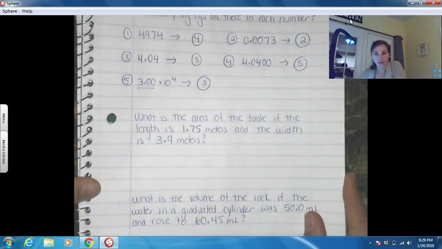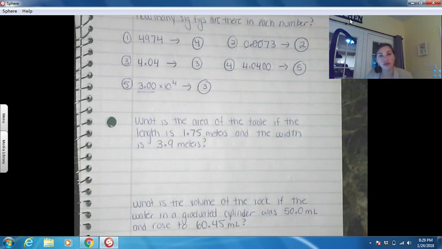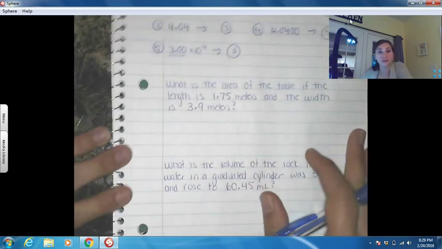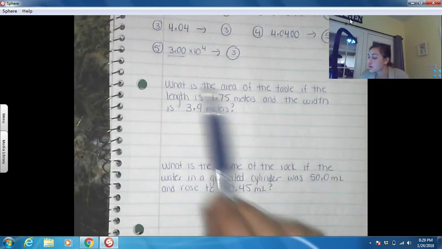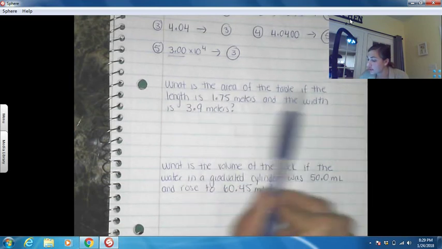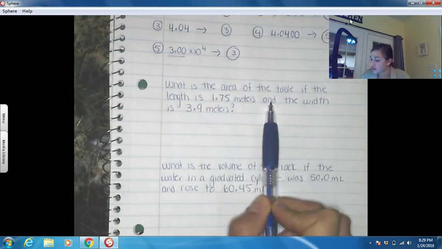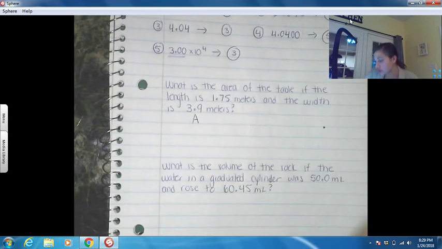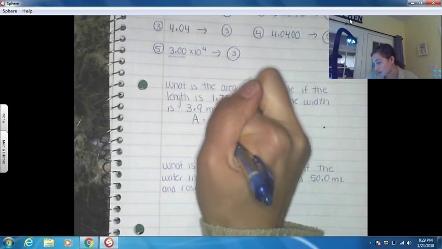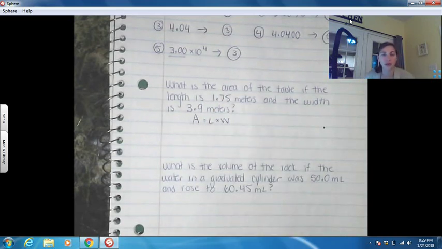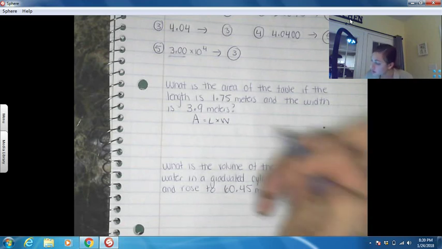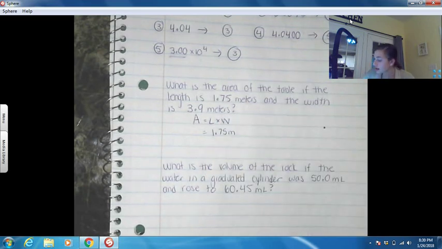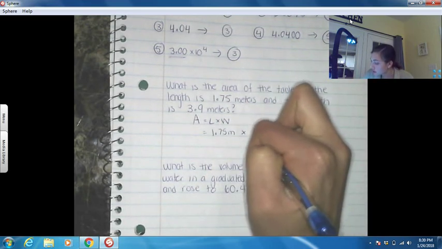All right, we have 2 more problems. This is what you're going to be doing with the data that you're going to be getting from labs that we do this year. So an example here is, what is the area of a table if the length is 1.75 meters and the width is 3.9 meters? You all know that the equation for area is length times width when we're thinking about a square or rectangular table. So the length is 1.75 meters and our width is 3.9 meters.